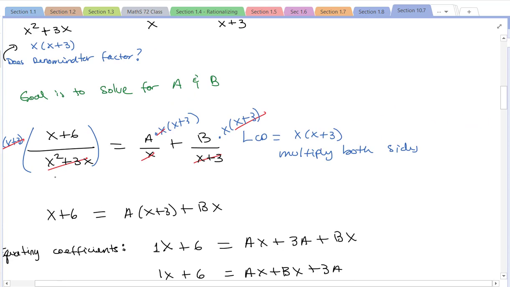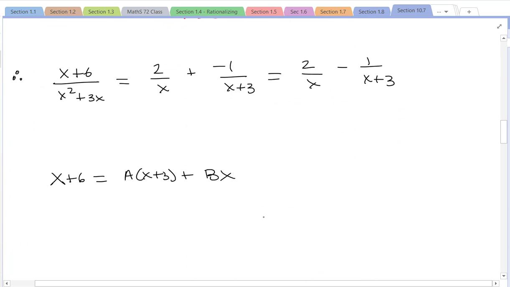And once we are at that step where I've cleared the denominators, we're going to either equate coefficients or find the zeros. This method is going to be finding zeros. So once I'm here, I have a times x plus 3 plus bx. What finding zeros means is for each of the factors, we ask ourselves what makes this 0. This is equal to 0 when x is equal to minus 3, and this is equal to 0 when x is equal to 0. So we're going to choose those values.